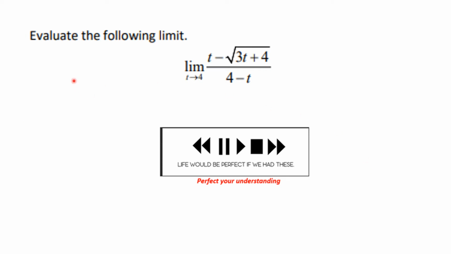Here's another problem. You're to evaluate the following limit or explain why it doesn't exist. You know what to do. Let's see how you did.